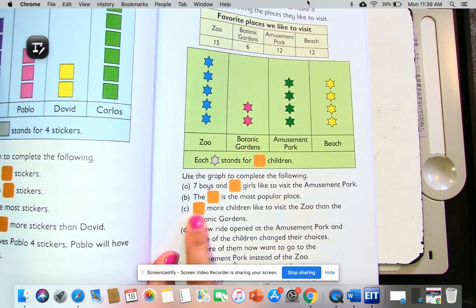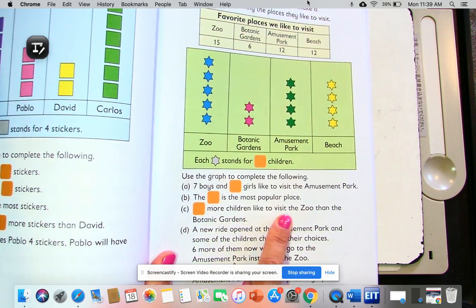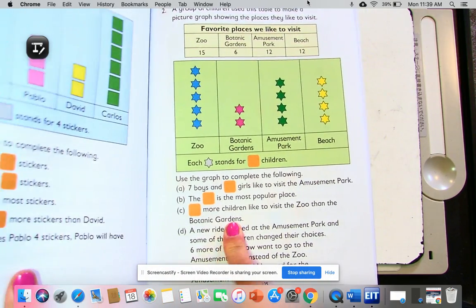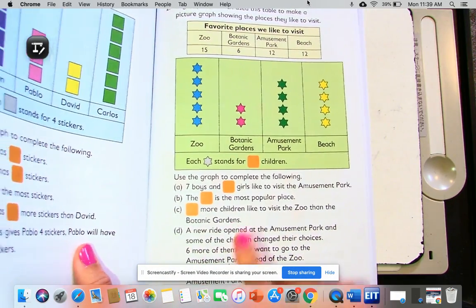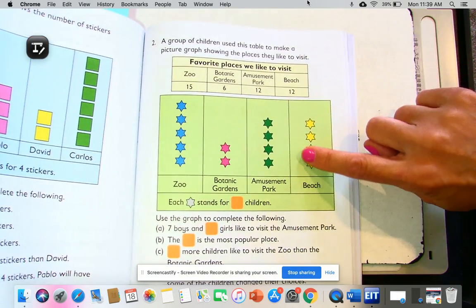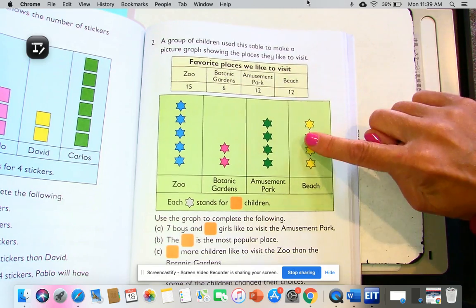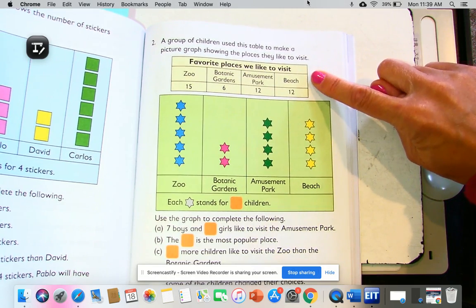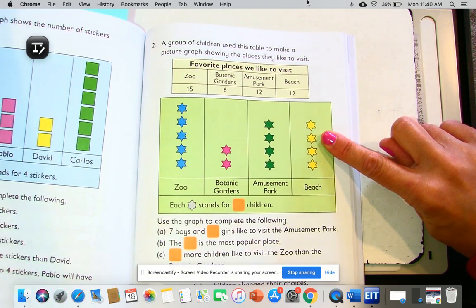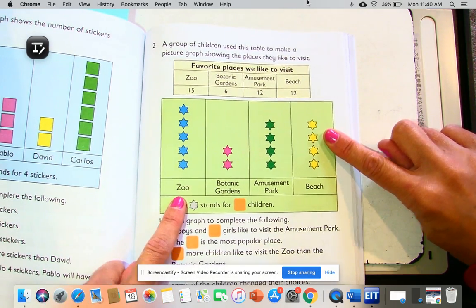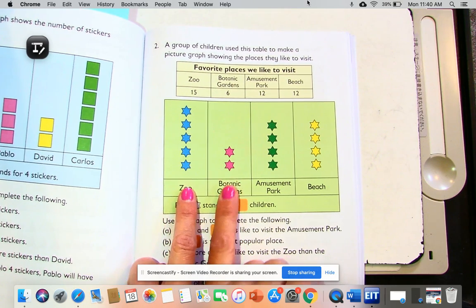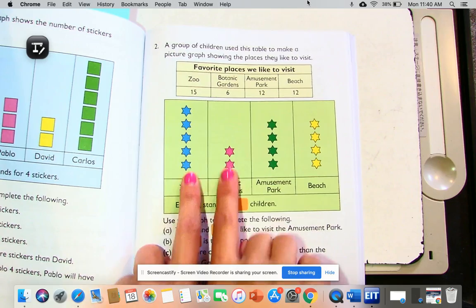All right, part C, it says blank more children like to visit the zoo than the botanic gardens. So here we could either look at the table with just the numbers or the picture graph. There are two different places we could look, the table or the graph. If we are comparing the zoo to the botanic gardens, we could look at the picture graph to help us, or we could look up here.